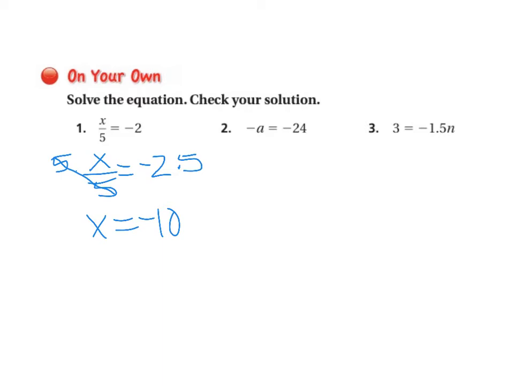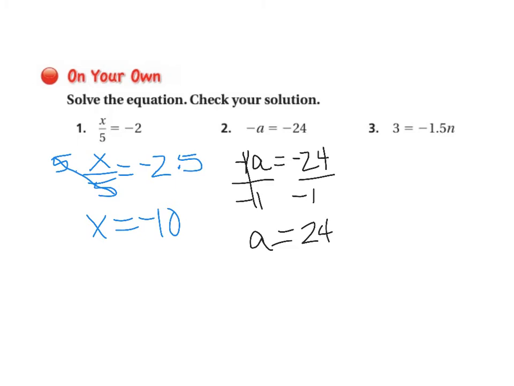Moving on to number 2, we have negative a equals negative 24. So we need to remember that negative a is actually a negative 1a. So now we're going to use division. So we are going to divide both sides by negative 1. And so that equals a positive 1 there. And that leaves us with an a on the left. And negative 24 divided by negative 1 equals a positive 24.